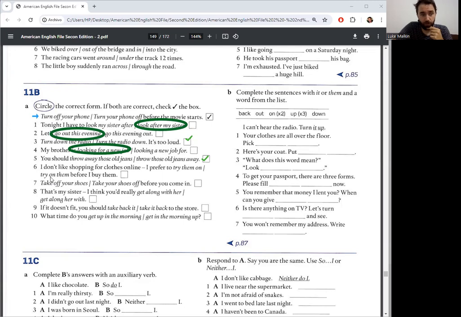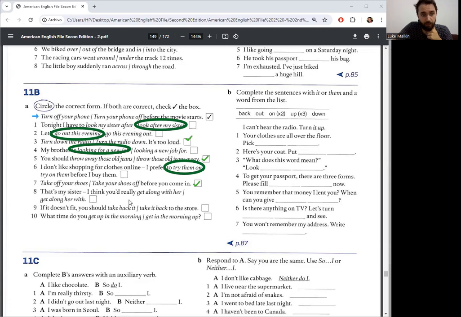Number six, I don't like shopping for clothes online. I prefer to try them on, not try on them. Try on is separable, but here we have the pronoun. Pronoun is okay inside the phrasal verb, but not outside. Number seven, take off your shoes, take your shoes off. Yes, both are okay. Take off is separable.